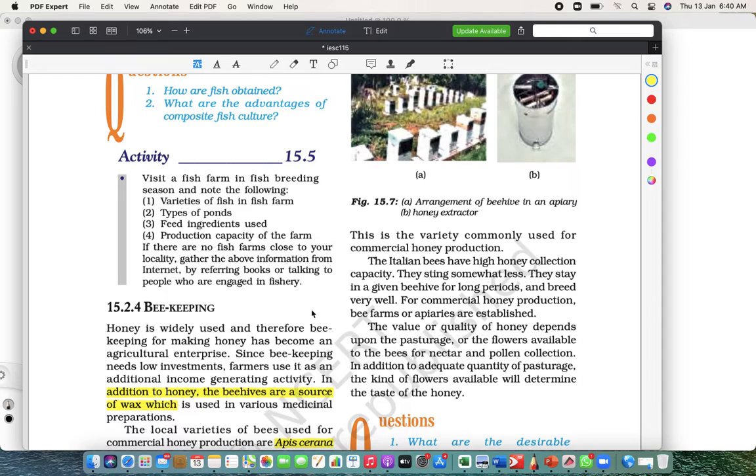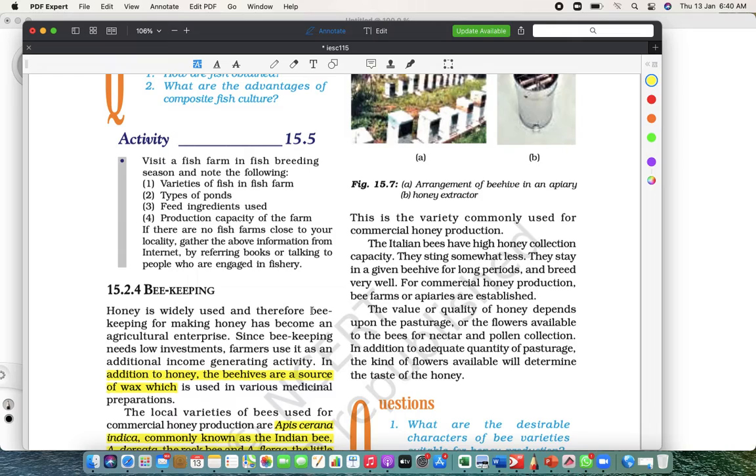See, the maximum honey is collected by which bees? Italian bees. They sting somewhat less. Honey smells a little, right? In the market, I don't say whether it is pure or not, there is always a question on it, so I don't want to comment on it. But pure honey stings a little. But with Italian honey bees, the smell of the honey is very little. They stay in a given beehive for a longer period and breed very well. Breed means they will multiply, right?